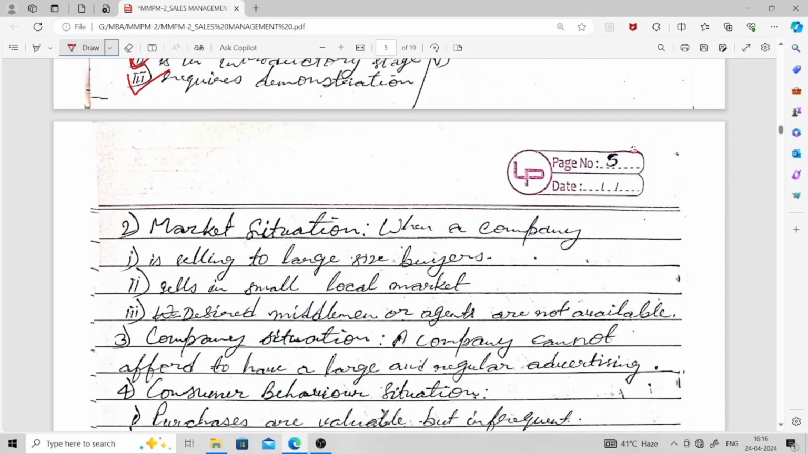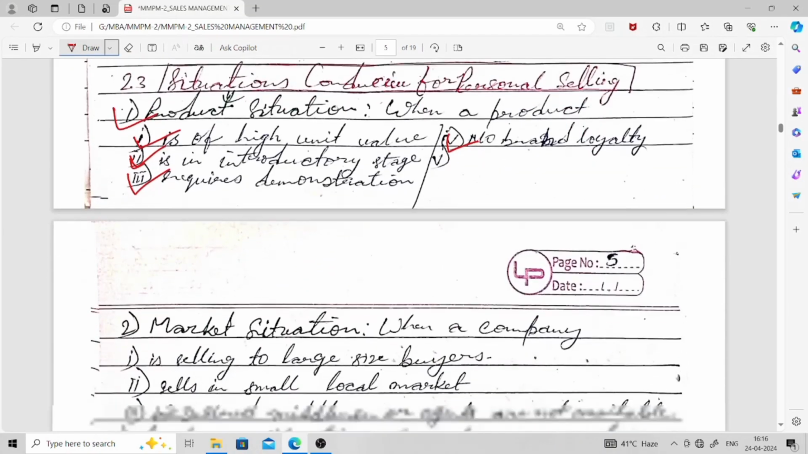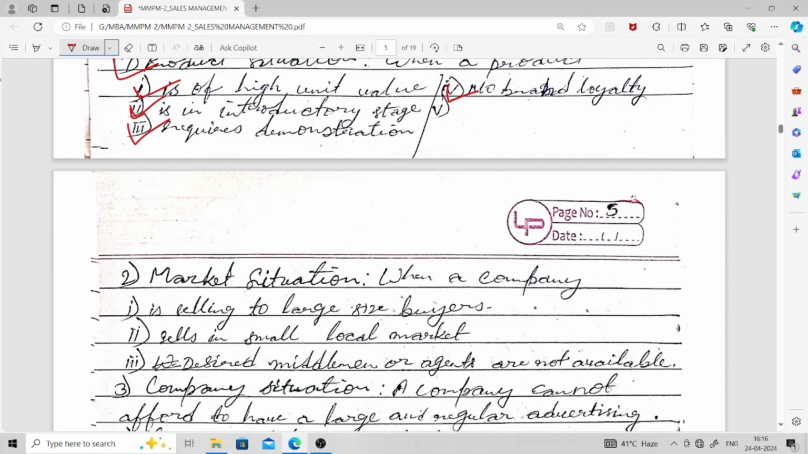Second, you can say the situation, that is market situation. The first was the product situation. On the basis of different kinds of product, we can use personal selling. Now here we talk about the market situation. So in what kind of market situations can we use personal selling?